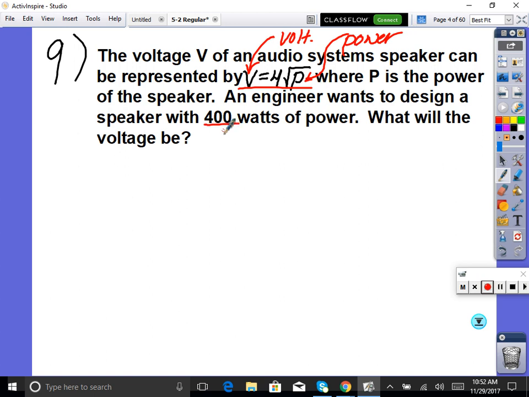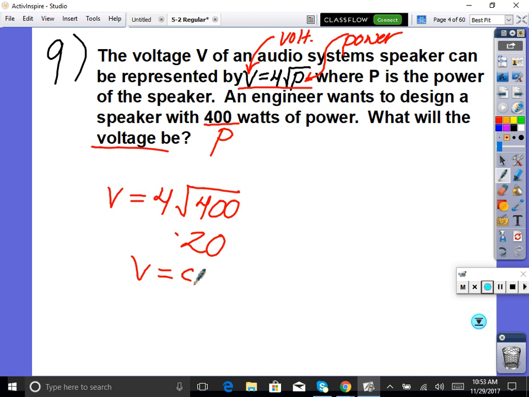It says, an engineer wants to design a speaker with 400 watts of power. What do you think that is then? What variable? P. It says what will be the voltage. So in this one, we're trying to find V. So V is equal to 4 square roots of 400. The square root of 400 is 20. 20 times 4 is 80. Our voltage is 80. Was that hard? No. So don't always just assume that we can't do it, which a lot of you in this class are really good at not assuming. Okay, good. Moving on.